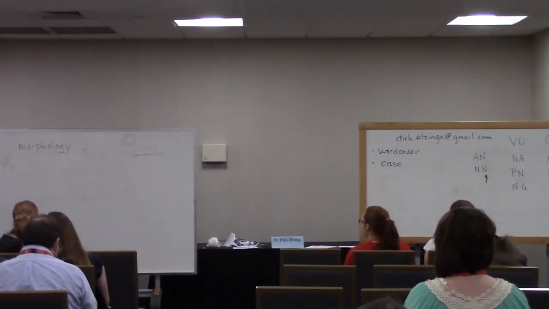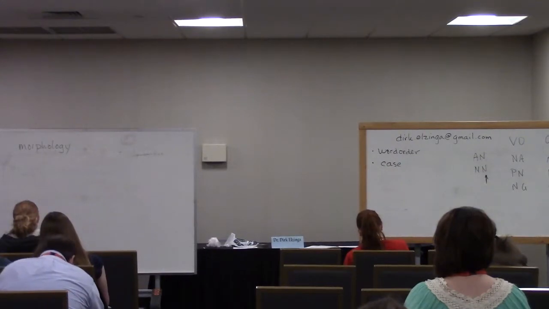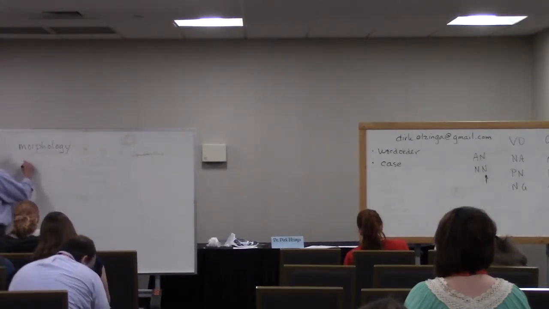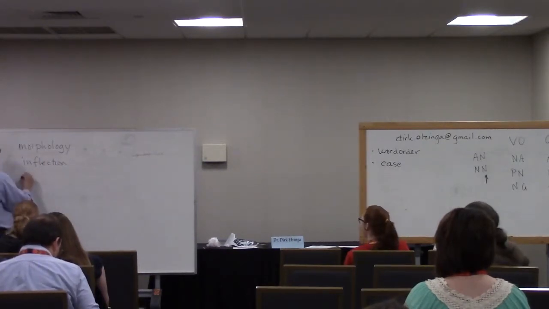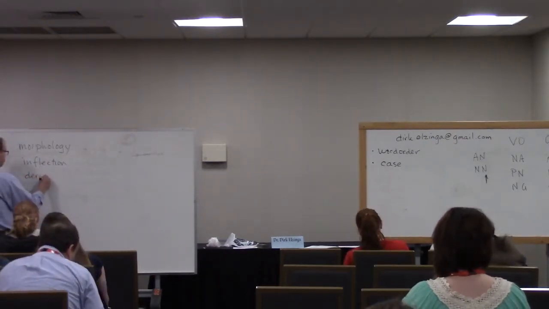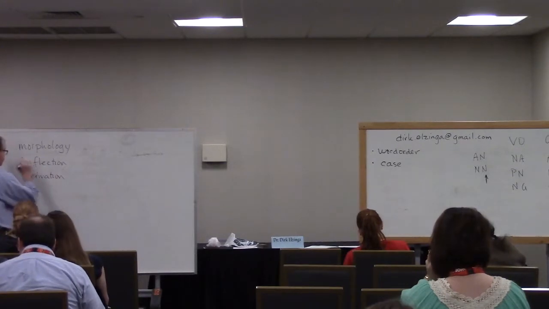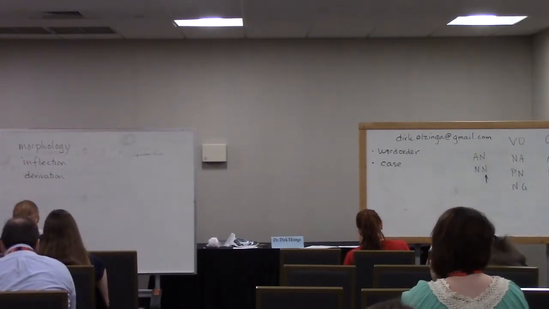And morphology is seen as comprising at least two distinct areas. What we call inflection and what we call derivation. Okay? So I want to say a little bit about both of these areas.